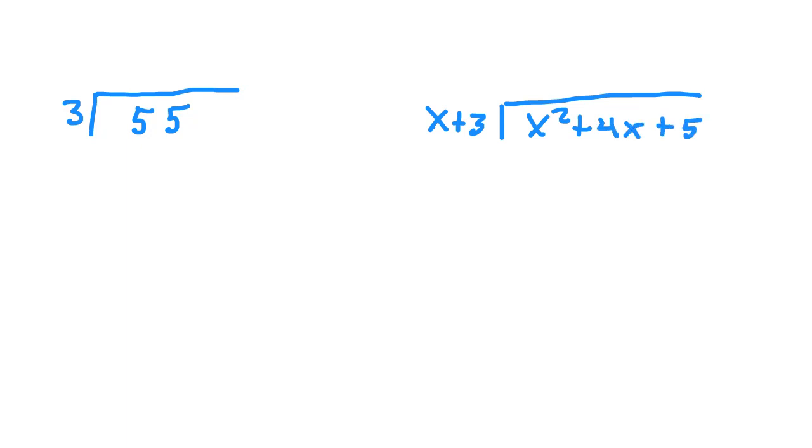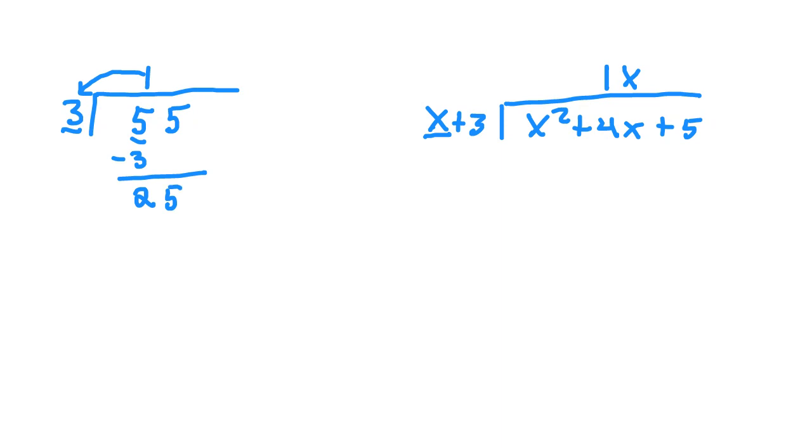So the first thing you do when you do long division, you ask yourself, how many times does 3 go into this first number? 3 goes into 5 one time, so I put a 1 up here. We do the same thing with the polynomial. Basically, x times what gives you x squared? Well, x times x gives us x squared, so 1x. Then our next step is to multiply. I take the 1 times the 3, so 1 times 3 is 3. And I subtract. 5 minus 3 is 2, and then I bring my next term down.